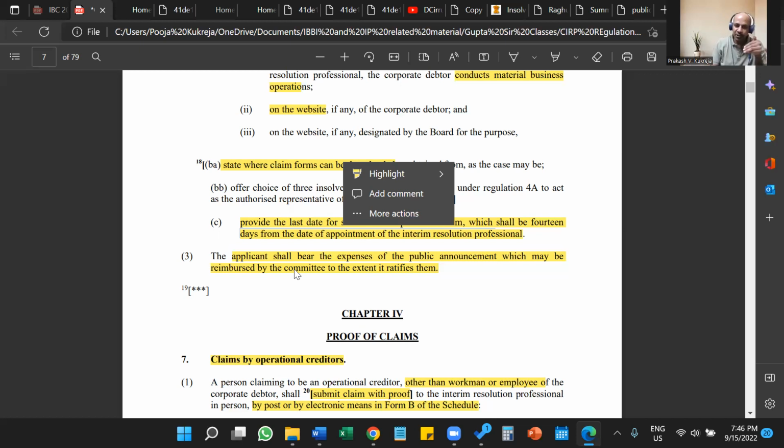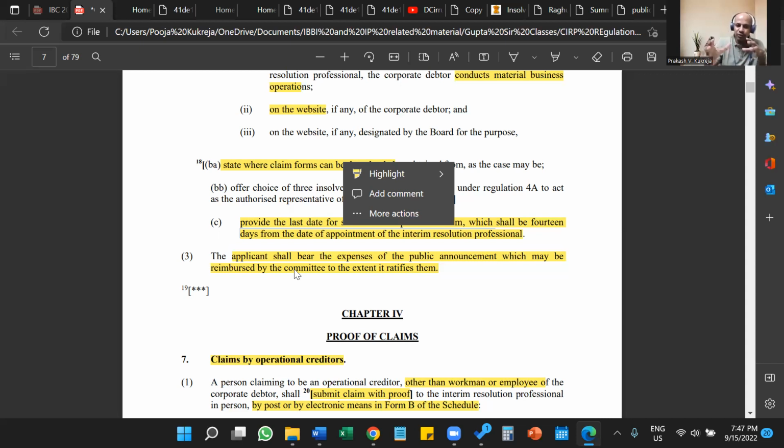It is me, the operational creator. So maybe I might propose the name of the operation IRP, or maybe it will get appointed by the educating authority. But I, as an applicant, will have to bear the expenses of the public announcement. So the way it works is that the applicant submits the application to the educating authority, and assuming two situations, he has proposed the name of the IRP or he has not.